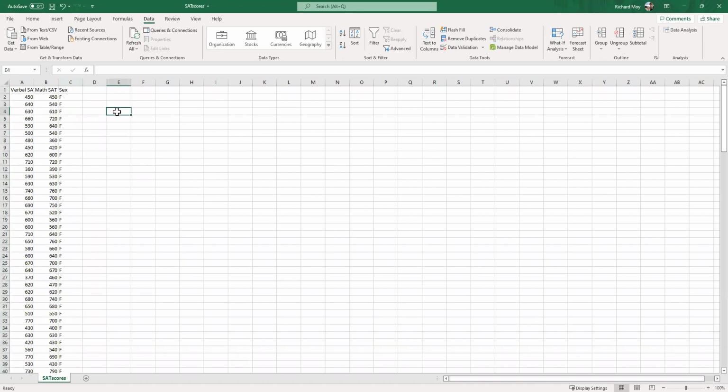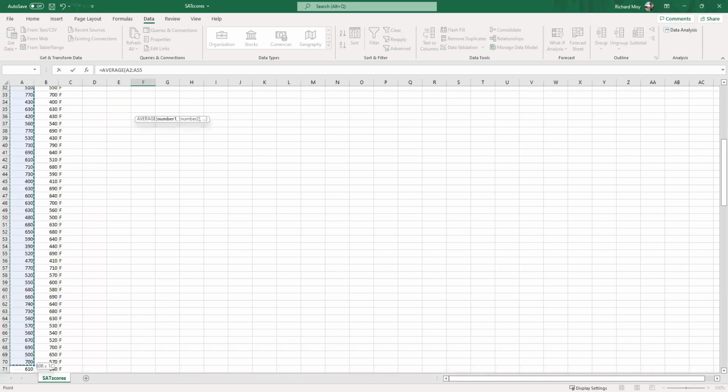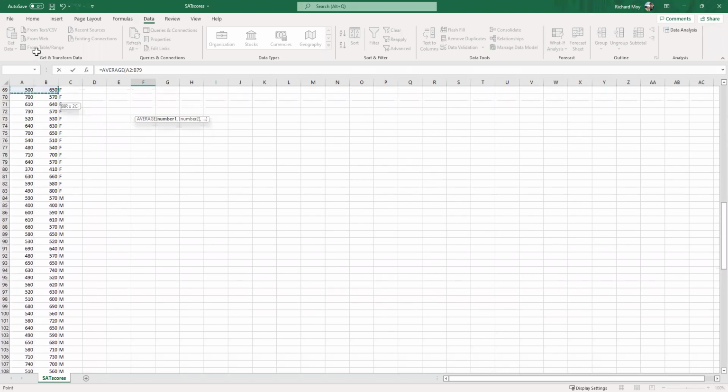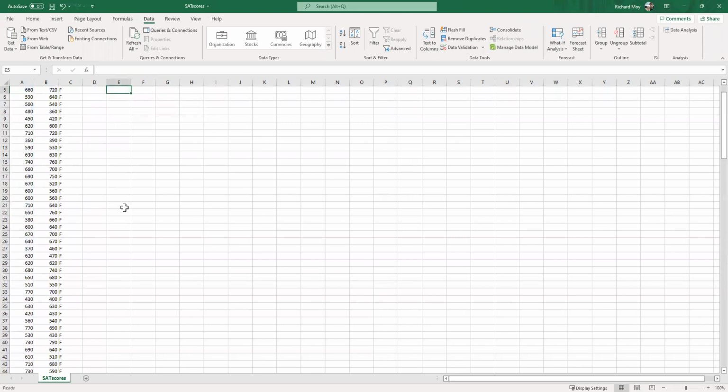So first, let's compute the average verbal score for women. We type equals AVERAGE, and we highlight the verbal section till we have all the scores of all the females who took the SAT in this sample. It might take you a few seconds, but if we do that, we find the average comes down to 602.07.